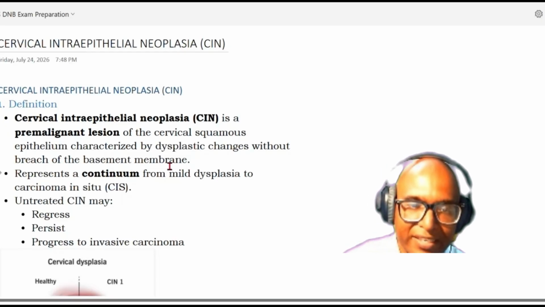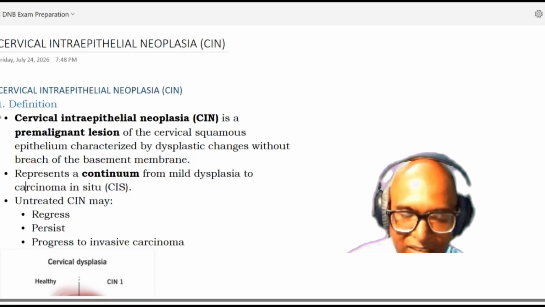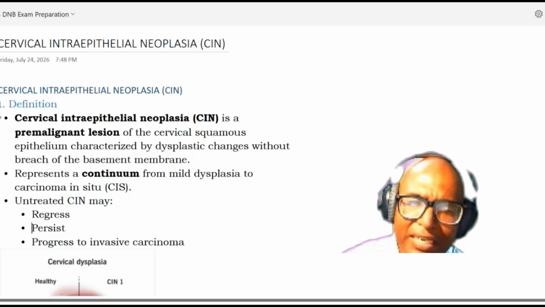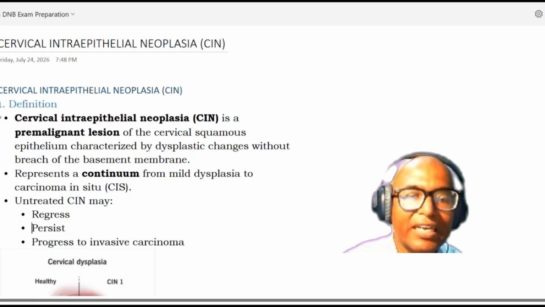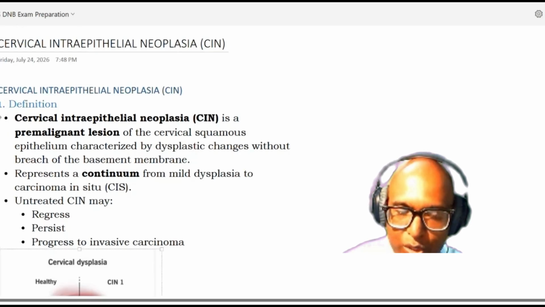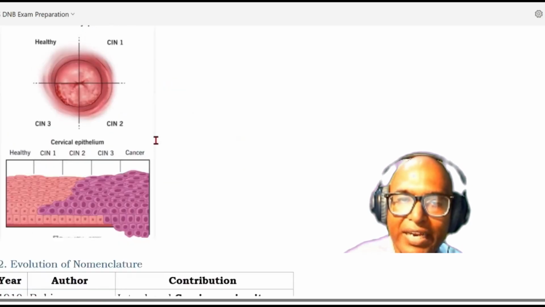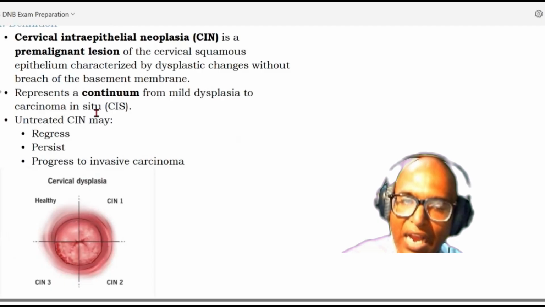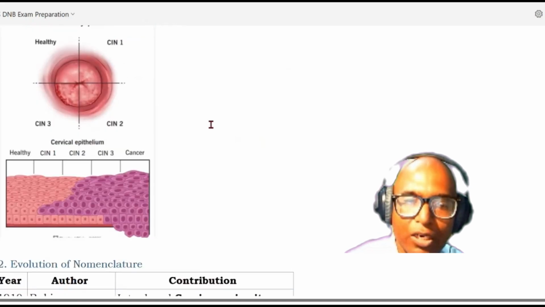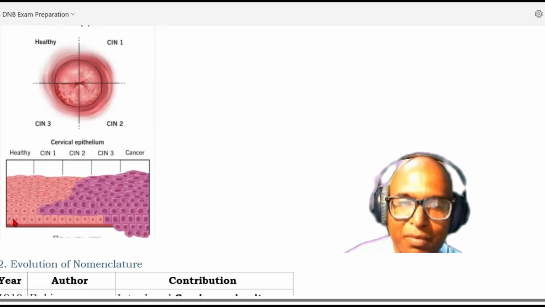Untreated, if you don't treat the CIN, what is going to happen? It may regress, it may persist, or it may progress to invasive carcinoma. So this is the fate of CIN: either regression or persistence, or there may be progression to carcinoma. If you see the normal epithelium, this is how it looks, and here is the basement membrane, and these are the dysplastic cells.